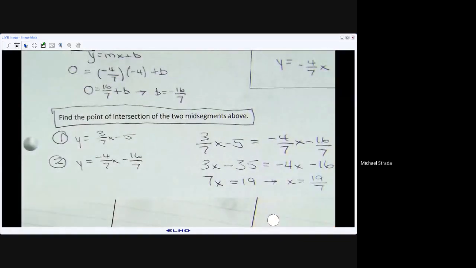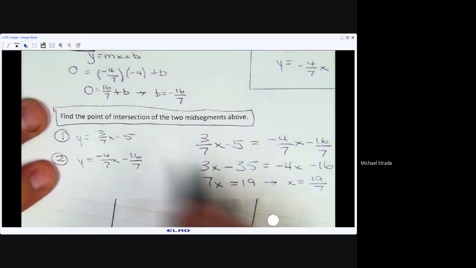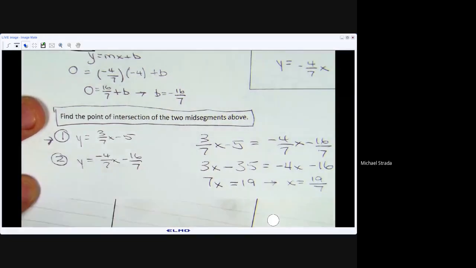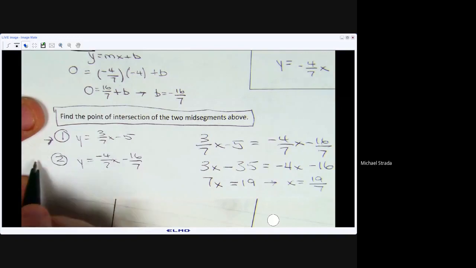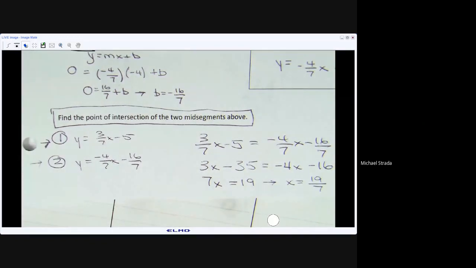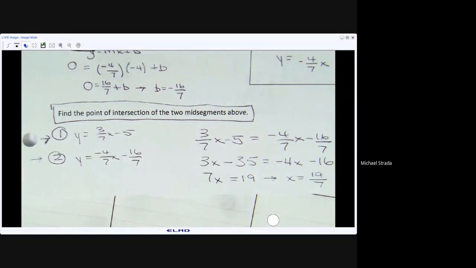How do I get the y-coordinate? I plug it back in. You tell me, am I going to plug it into equation 1, which has positive slope and a negative, or equation 2, which has comparable negative? 2? Why? Because of the other 7? But when we multiply, isn't that going to change the denominators? It's not going to matter. You can do it either way. Personally, I would just do the first one only because, I'll show you why. Let me put it that way.